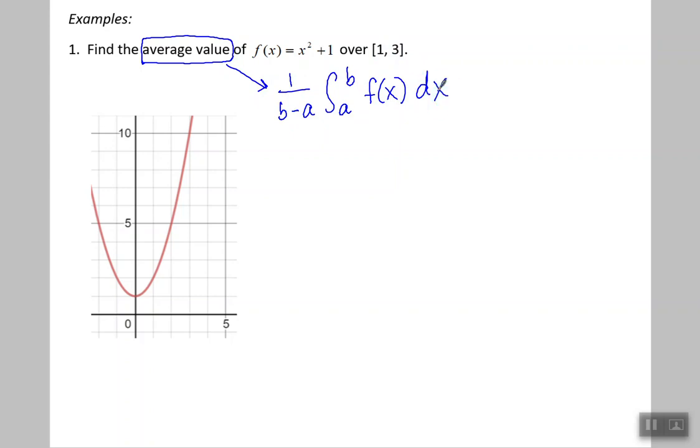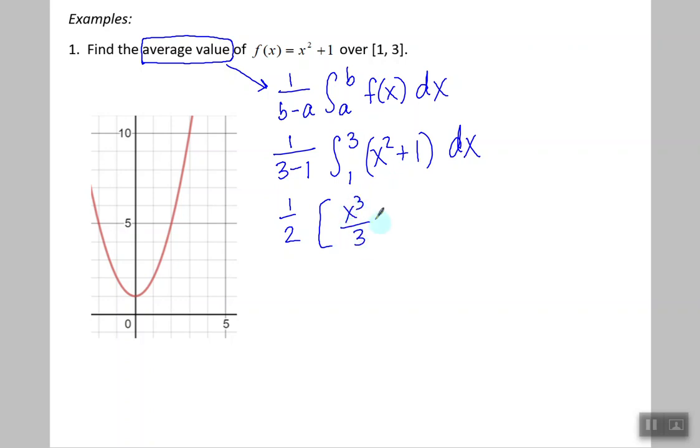But of course I apply it to my problem, and that's going to be 1 over 3 minus 1. That would be our integral from 1 to 3. f of x is our function, x squared plus 1, and with every integral comes a dx at the end. Now we can simplify this 1/2 and do our antiderivative, x cubed over 3 plus x, 1 to 3. Let's not forget the 1/2 that's on the outside.